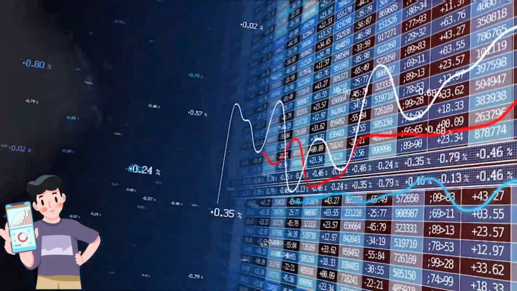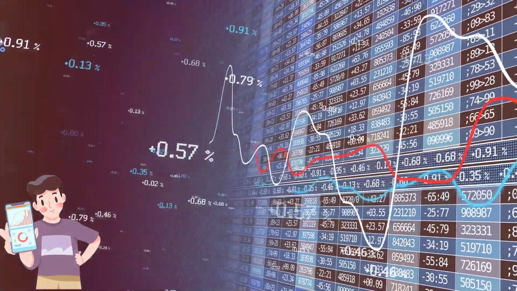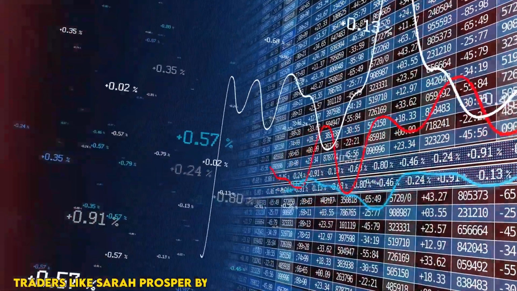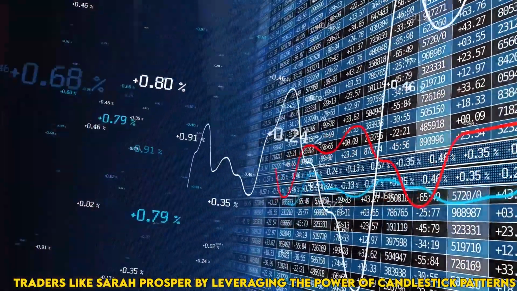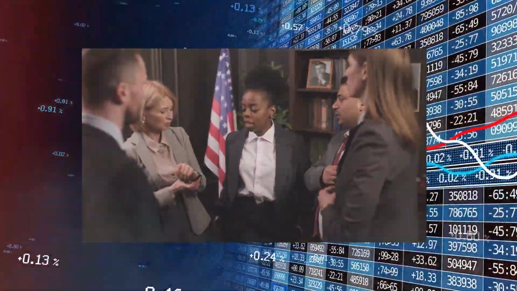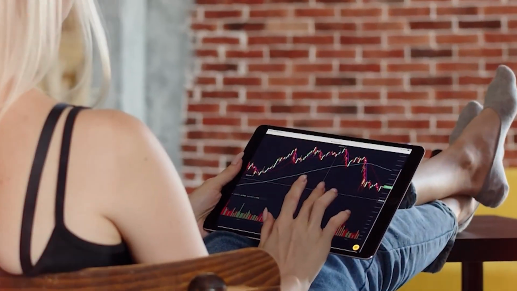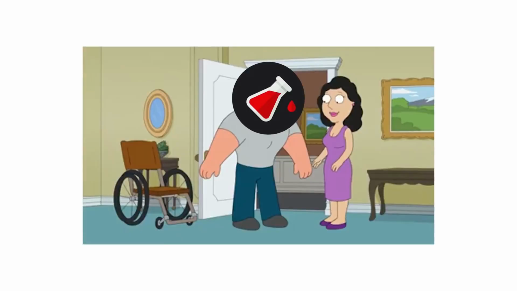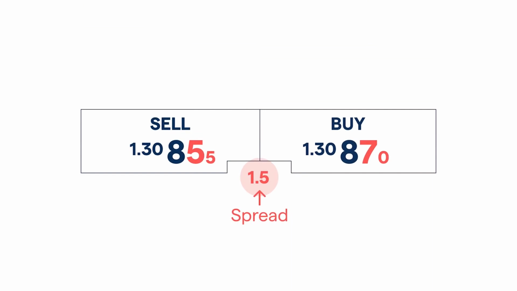In the world of trading, where uncertainty reigns supreme, traders like Sarah prosper by leveraging the power of candlestick patterns to make sound judgments. For Sarah and other traders, reading the language of candlesticks is more than simply a talent. It is the key to success in the ever-changing market environment.